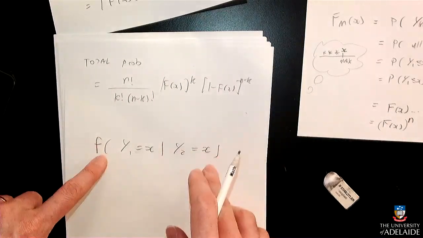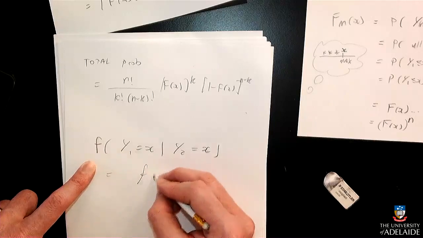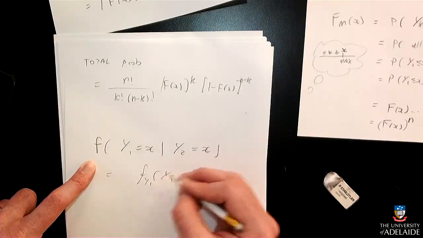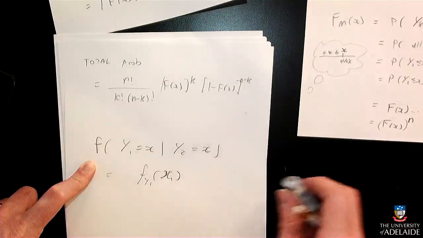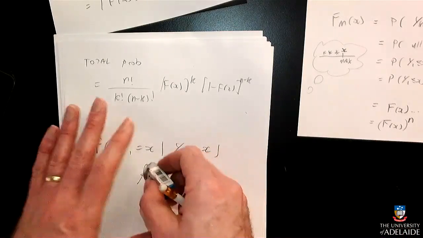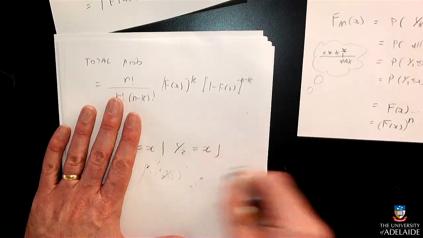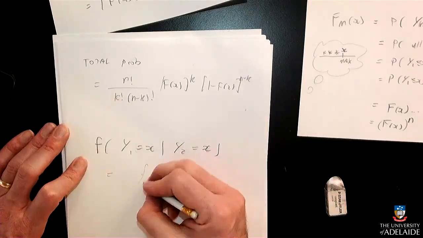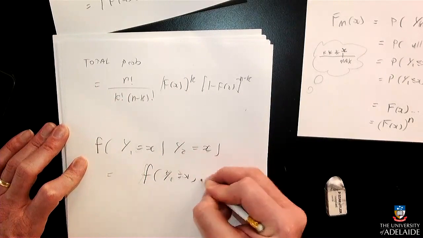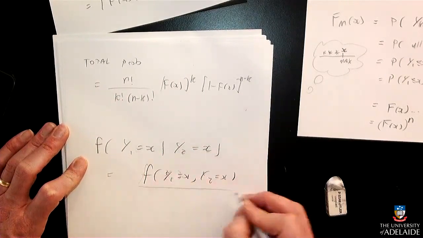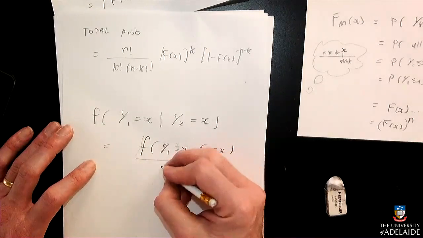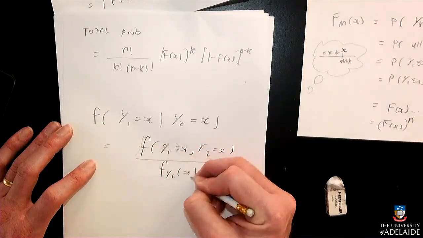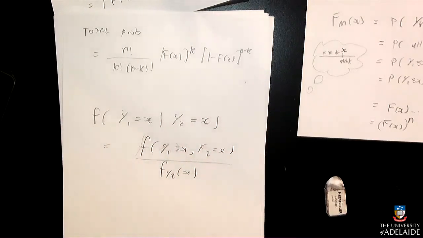Something like that. And then it comes out to the joint distribution, yeah. Gotcha. So you get the joint distribution of y1 equals x, y2 equals x over like that. Yeah, I reckon it's something like that.